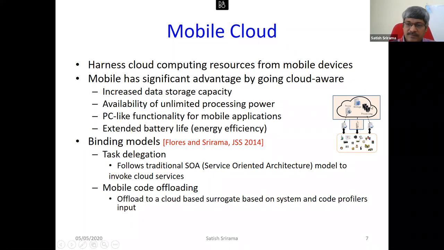But if you want to invoke the services of the cloud from the mobile, there are different binding models which were studied over the years. Almost a decade and a half, we have focused on addressing these problems. One of them is the task delegation model, which follows the traditional service-oriented architecture model. You will have middlewares using which you can invoke the services of multiple cloud providers. This model is called task delegation.